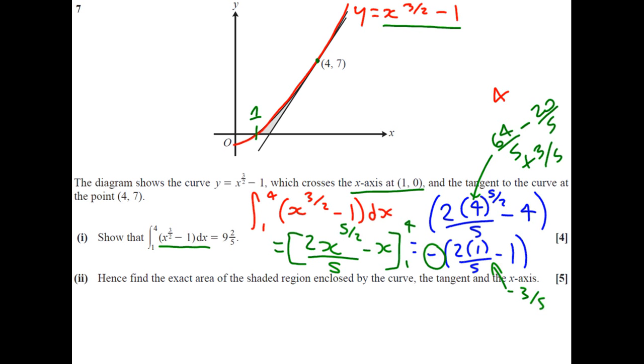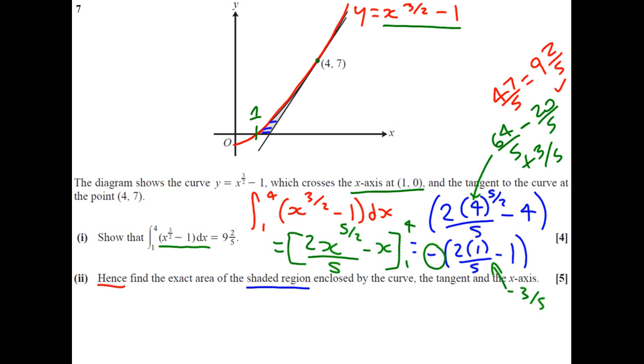Add 3, 47 over 5, which is 9 and 2/5. Okay, so you've proved it. 4 marks for that, not too bad. Hence, notice the word hence, you're probably going to be using something that you've already done. Find the exact area of the shaded region.